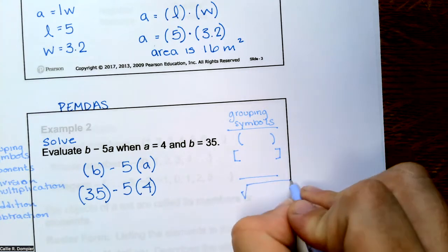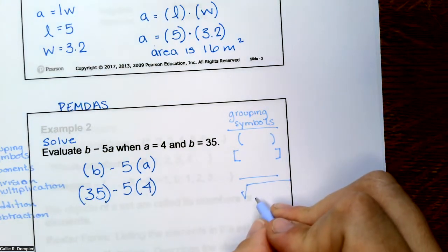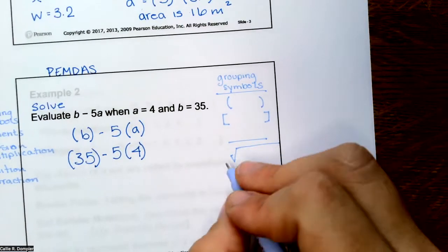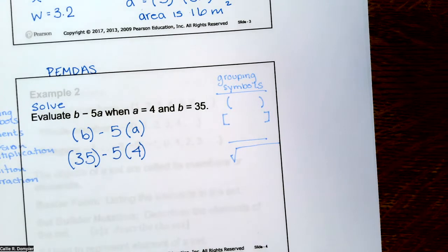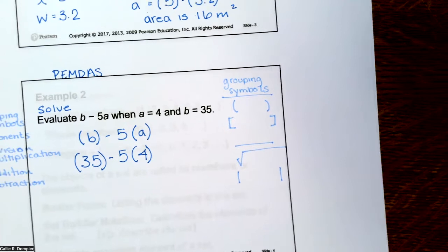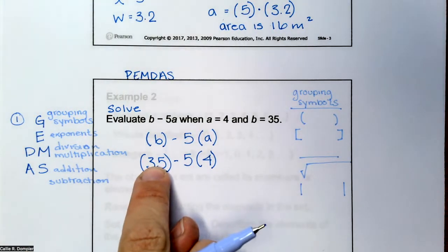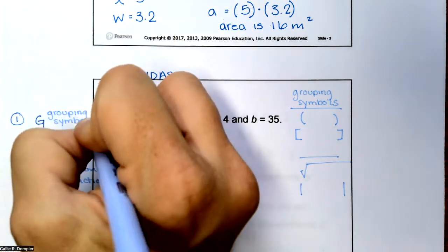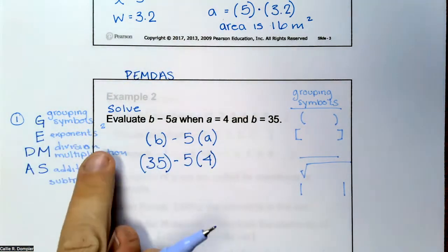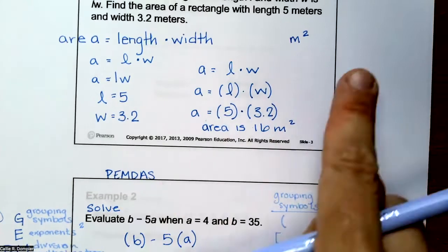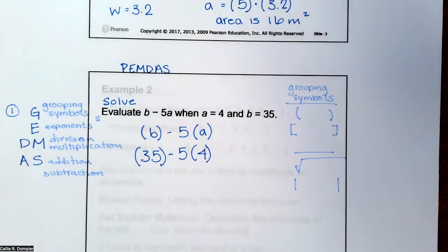It can also be anything inside a radical, or anything inside of absolute value bars. So those are all different grouping symbols. So first, evaluate whatever is in parentheses, then evaluate anything that's an exponent, which means it's been raised like that number or that meter squared number.